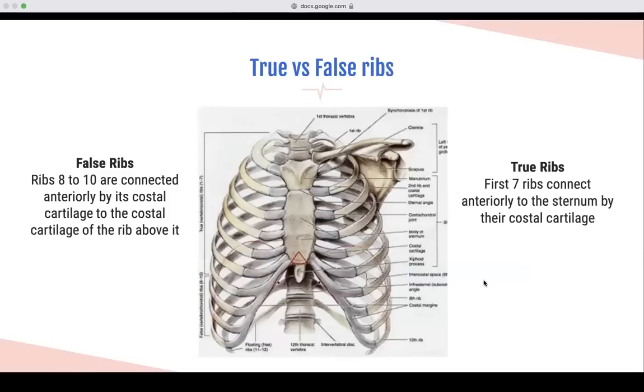Okay, now the true ribs and the false ribs. The true ribs are considered the first 7 ribs, which connect anteriorly to the sternum by their costal cartilage. So each one independently connects to the sternum by its own costal cartilage. But ribs 8 to 10, they all merge into one costal cartilage, then connect to the sternum. And that's why they're called the false ribs.